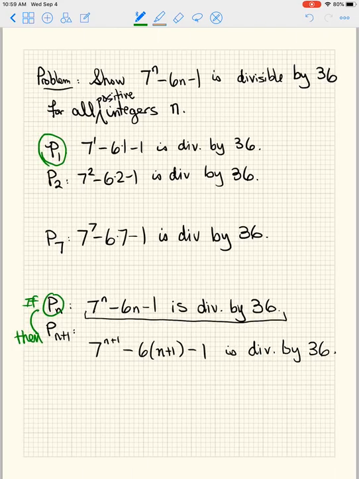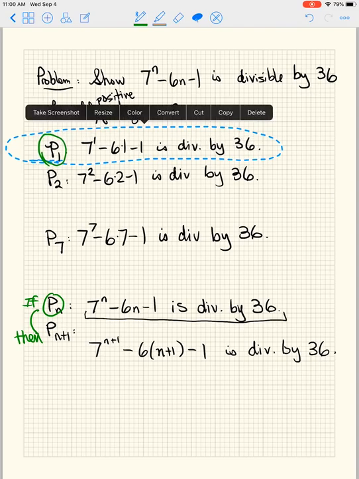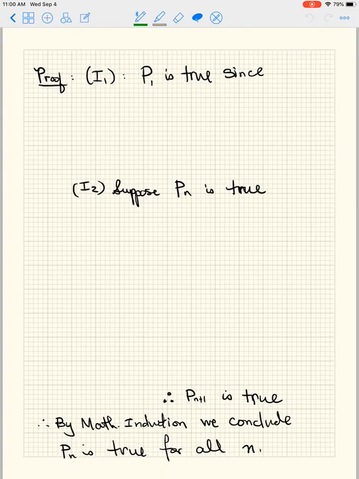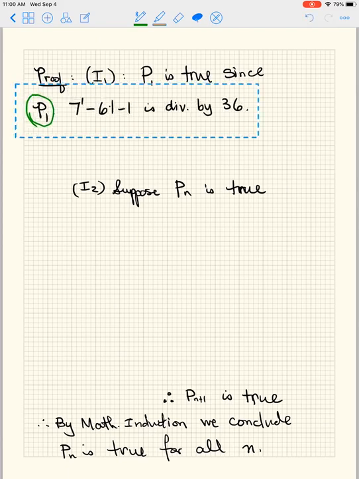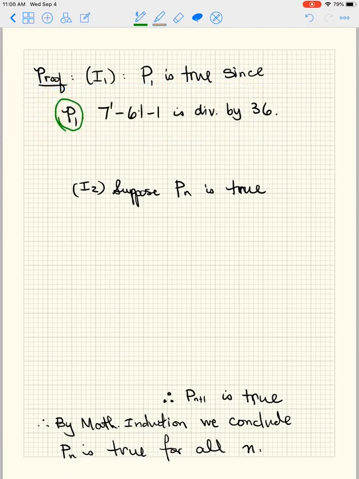And so let's go back and see what P1 is. In fact, I'm literally going to copy it from here. I'll copy and paste. Obviously, you won't copy and paste unless you have scissors, but let's go ahead and simplify this. So 7 to the 1 minus 6 minus 1 is equal to 0, which is divisible by 36.